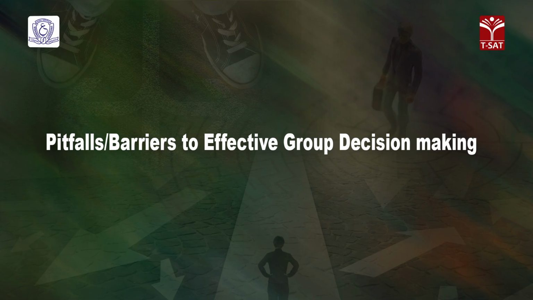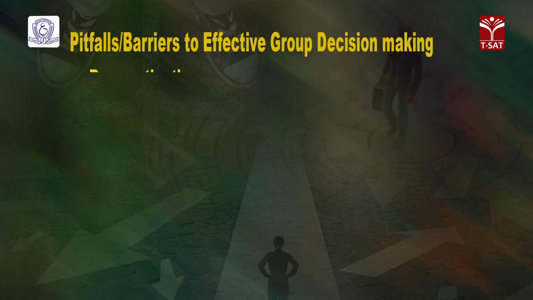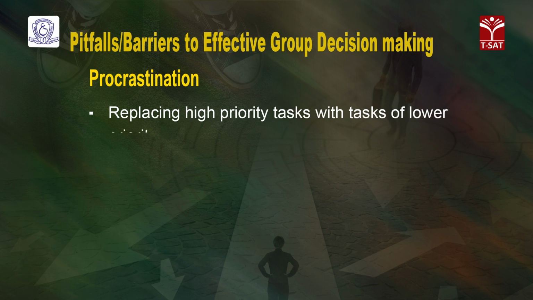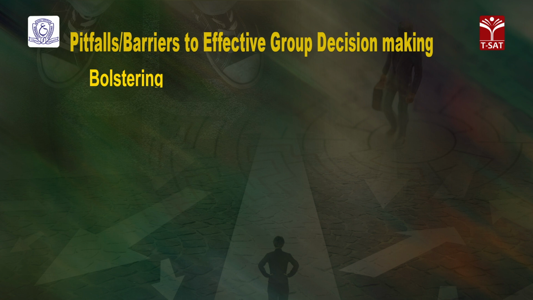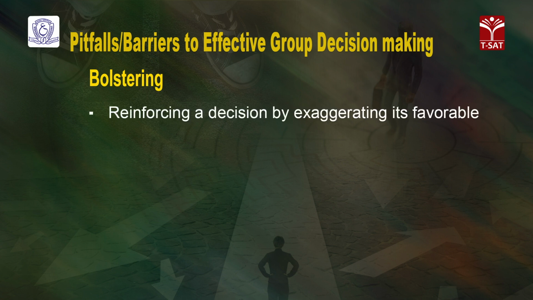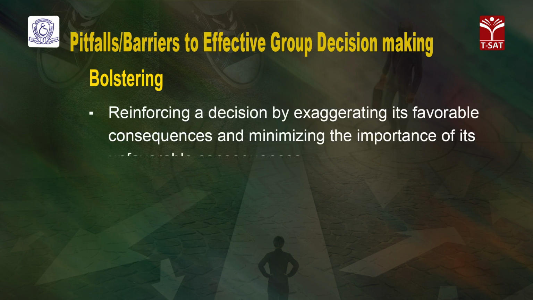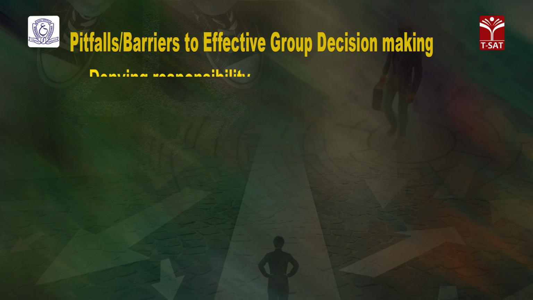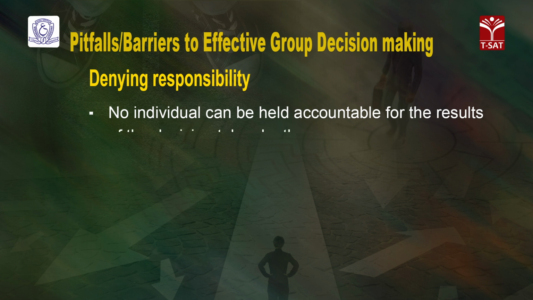Now, let us see what are the pitfalls or barriers to effective group decision making. The most important barrier is procrastination. Replacing high priority tasks with tasks of lower priority. The second barrier will be bolstering. Reinforcing a decision by exaggerating its favorable consequences and minimizing the importance of its unfavorable consequences. The third barrier is denying responsibility. No individual can be held accountable for the results of the decision taken by the group.